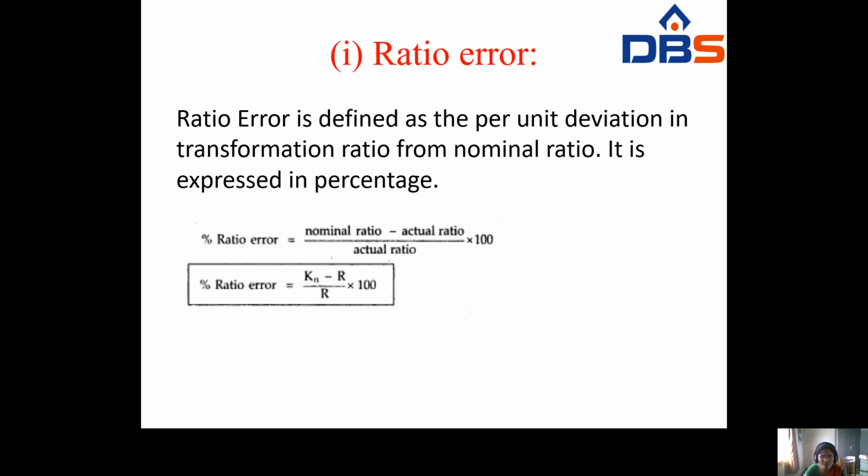Okay, so the first one is ratio error. The ratio error is defined as the per unit deviation in the transformation ratio from the nominal ratio. Okay, so at that time, percentage ratio error is equal to nominal ratio minus actual ratio into 100. Okay, this is nothing but the ratio error. The nominal ratio is denoted with Kn and the actual ratio we will write as R.